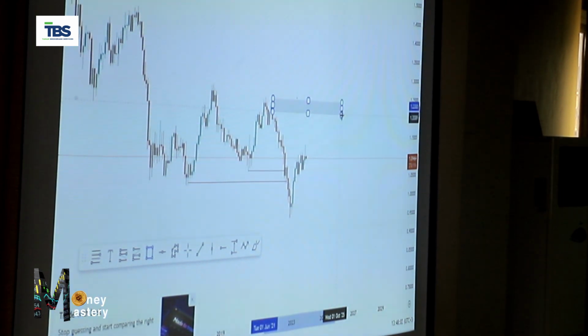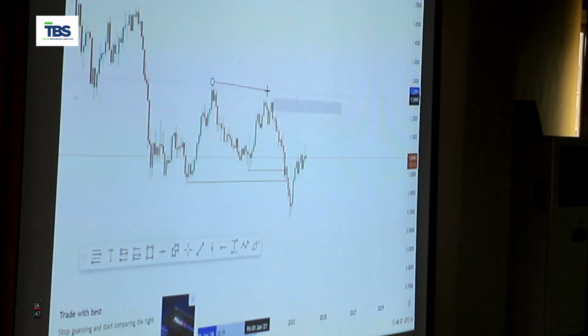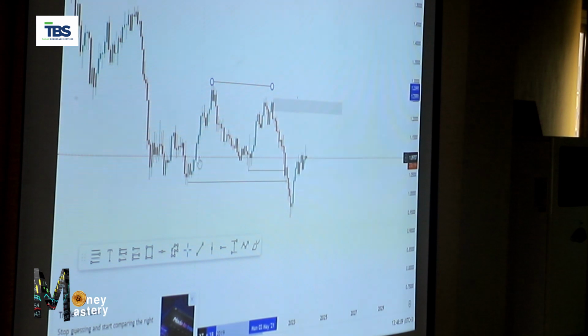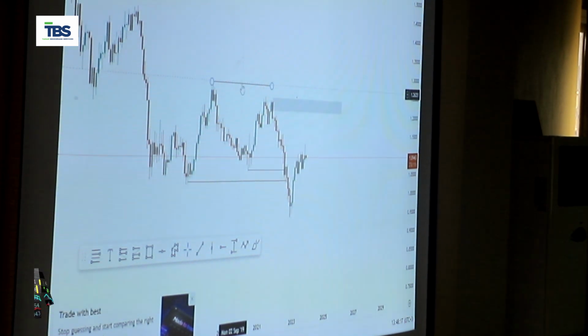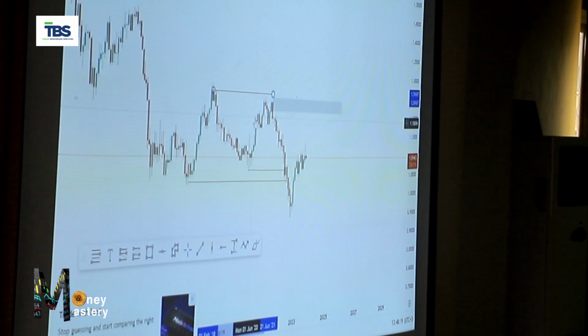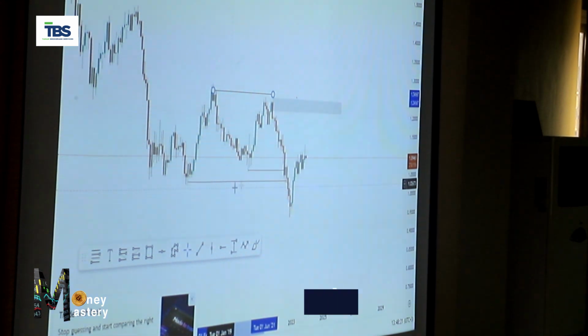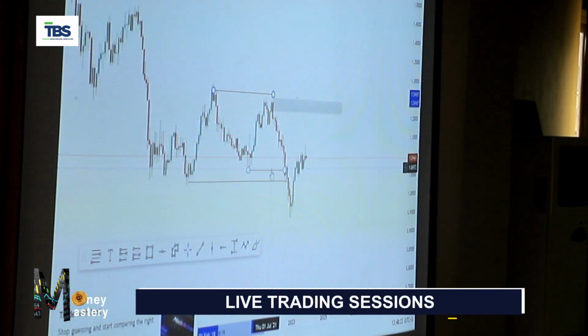This was the zone, and this zone, the mine. So here we have liquidity above. Liquidity above here. This was the break of structure, and this was the internal, right?